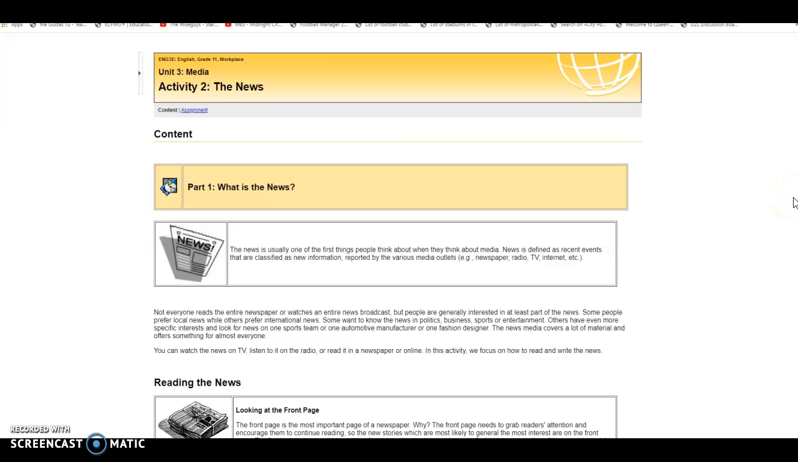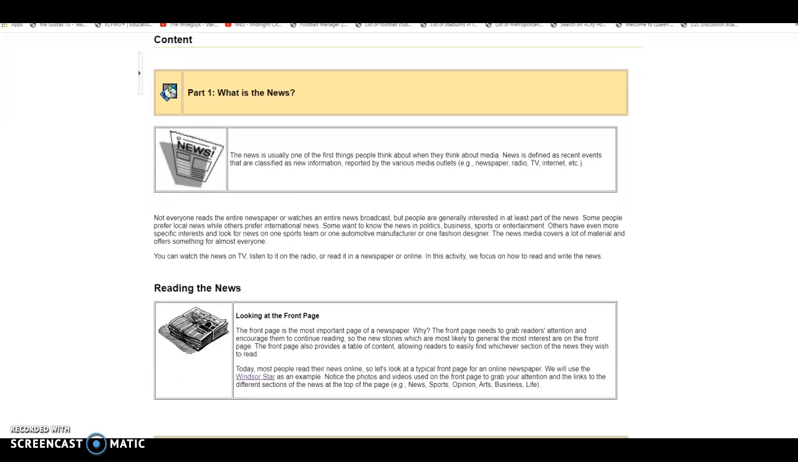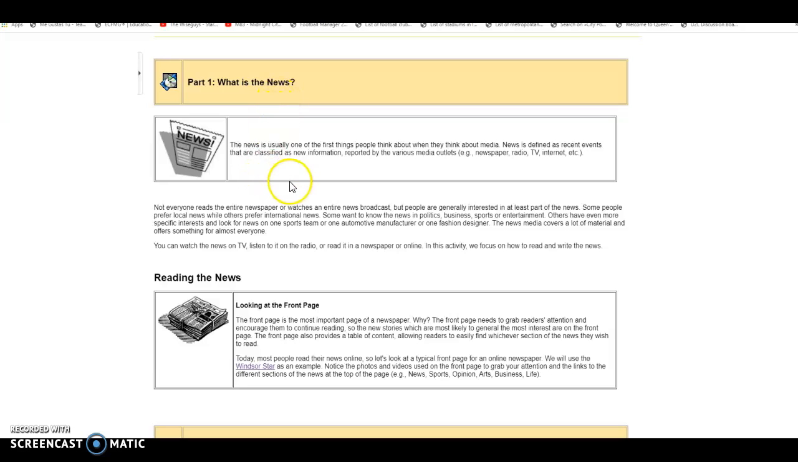Hello, in this tutorial we'll be looking at the content in Unit 3, Activity 2. And the title of this activity is The News. It will focus on news articles, particularly news articles that we read, whether that be in a newspaper or online. To start with, you'll get a definition of what is the news, and we'll talk about how news can be delivered in a number of different ways.